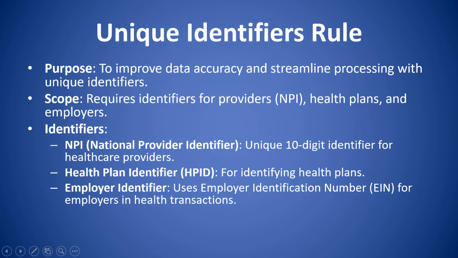The unique identifier rule in short talks about requiring an identifier for each provider. It's called NPI, National Provider Identifier, a unique 10-digit identifier for healthcare providers. It also talks about the health plan identifier for identifying the health plans, and the employer identifier, EIN, which uses the employer identification number for employers in the health transaction.